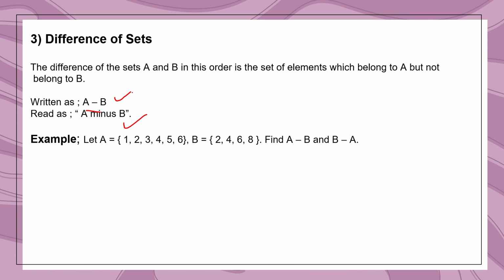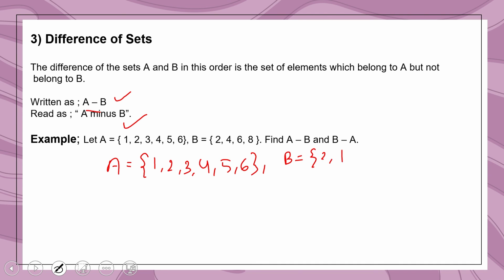Let's take one example. Let A be a set which consists of elements 1, 2, 3, 4, 5, 6, and B is another set which consists of 4 elements, those are 2, 4, 6 and 8. Find A minus B and B minus A. And we will check here whether A minus B is equal to B minus A or not. So, students, let's find A minus B. First write the elements of A: 1, 2, 3, 4, 5, 6. B equals 2, 4, 6 and 8.